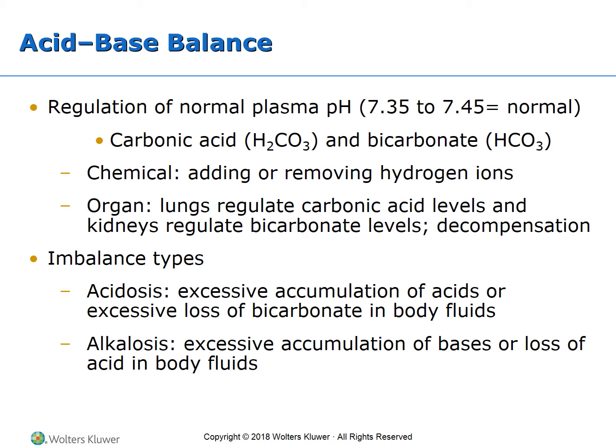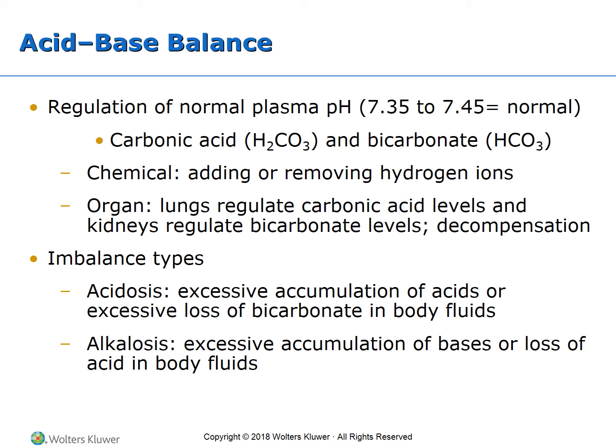Alkalosis, by definition, is a pH that's greater than 7.45. This occurs when the base accumulates, so that HCO3 accumulates, so it's more than 26, or a loss of an acid. So that CO2 that is less than 35 is a loss of an acid, if you want to think of it that way.